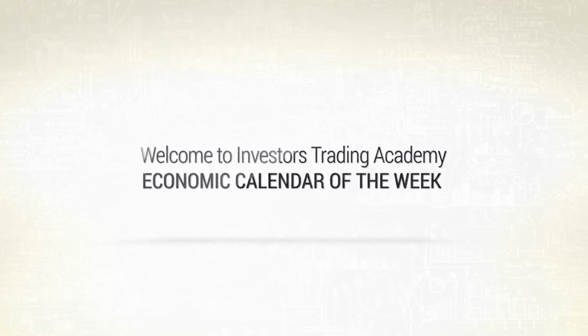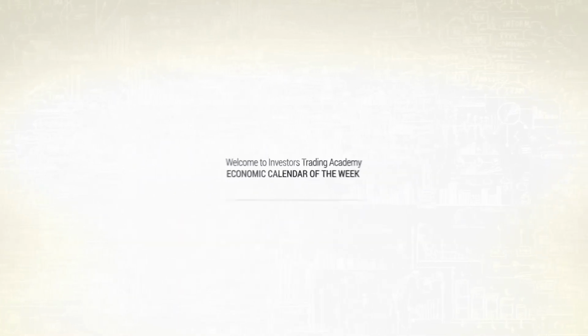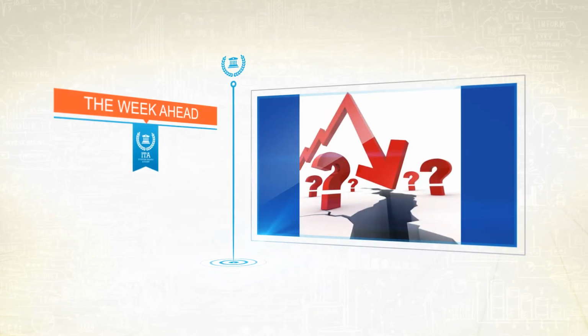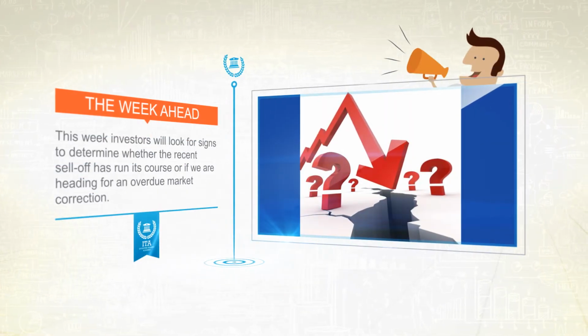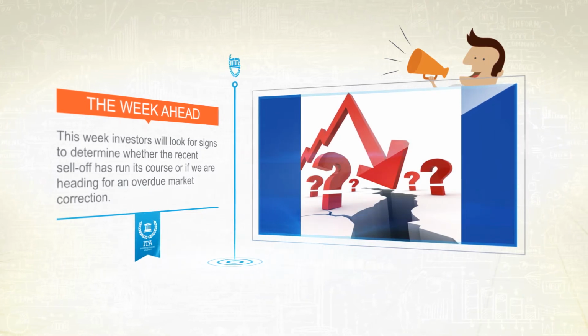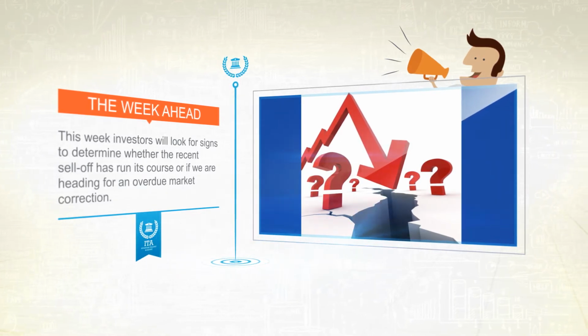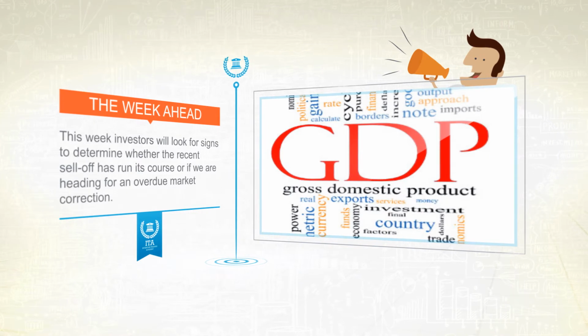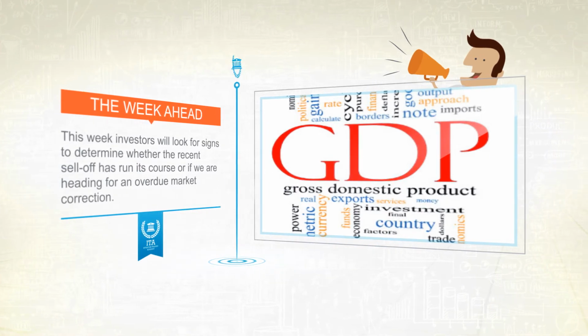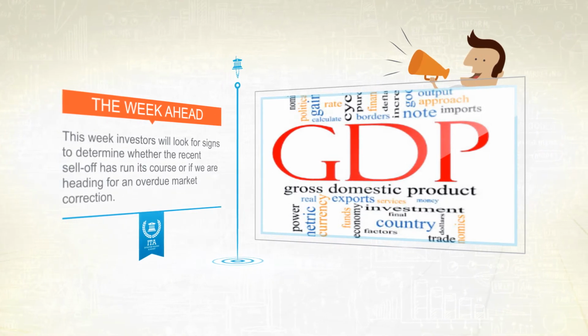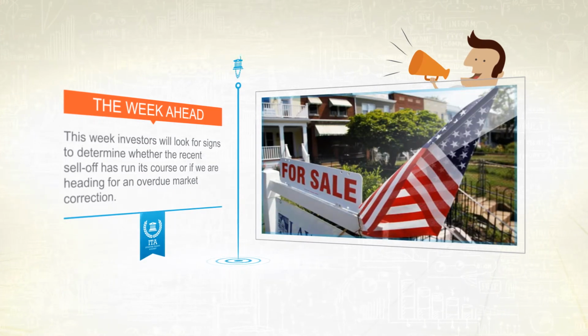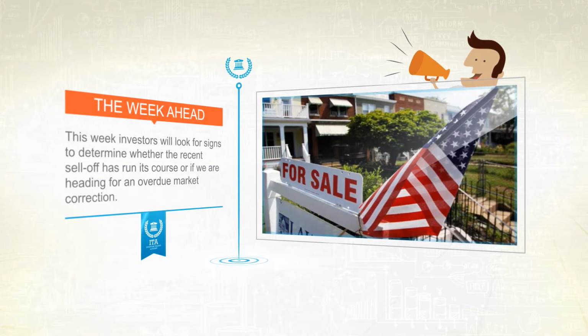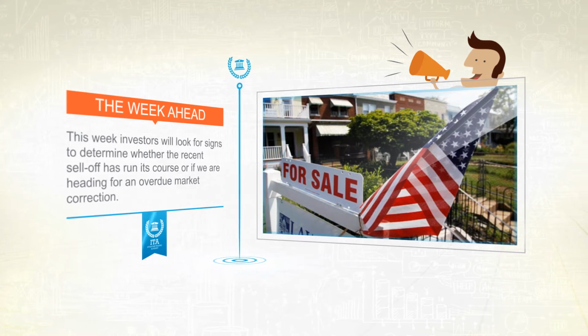Each week, our news analysts review the upcoming economic events that you should be monitoring during the week. This week, investors will look for signs to determine whether the recent sell-off has run its course, or if we're heading for an overdue market correction. Among the most important economic releases is the third quarter GDP for China and the United Kingdom, United States housing data and inflation rate, Australia inflation rate, and Japanese trade data.